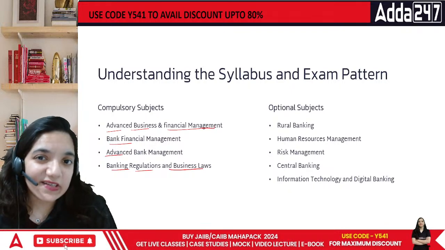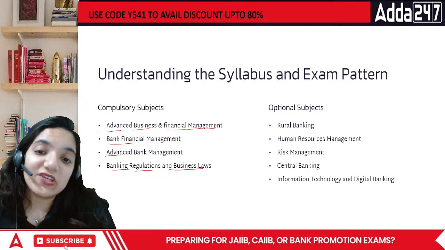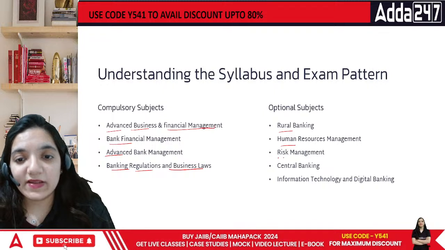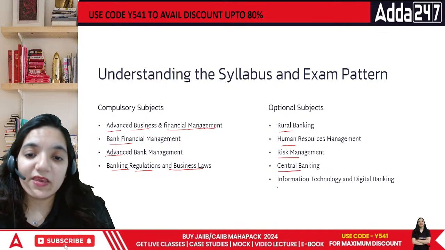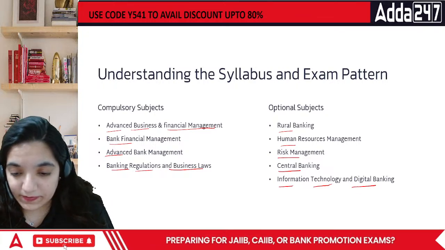All these subjects are compulsory, and then we have the specific area of optional subjects. Optional subjects are rural banking, HRM, risk management, central banking, or information technology and digital banking.